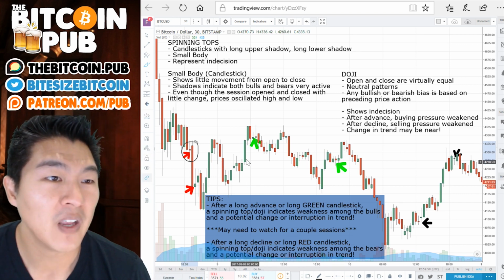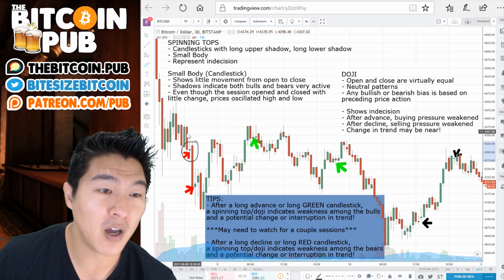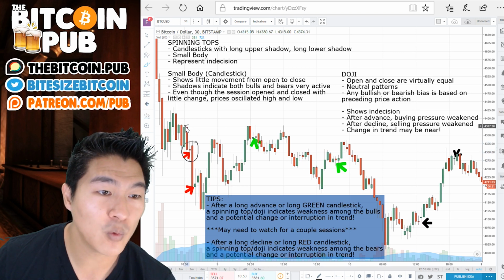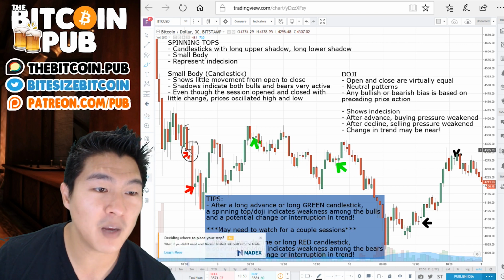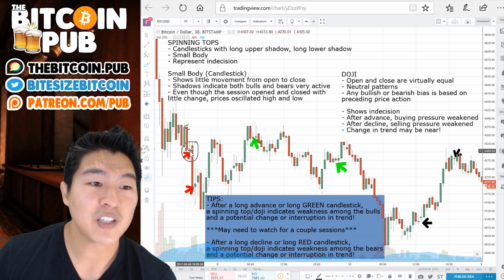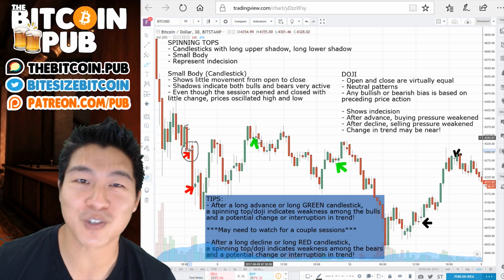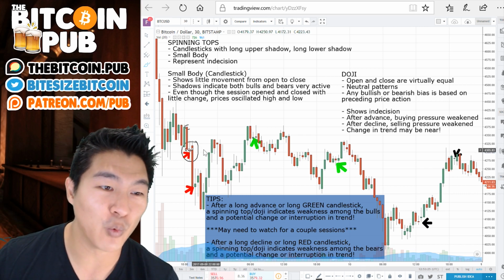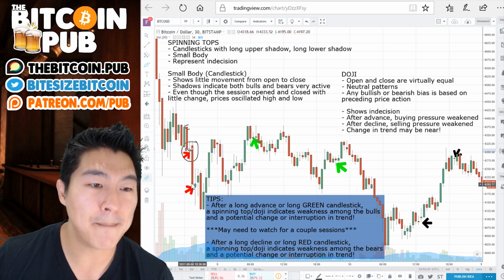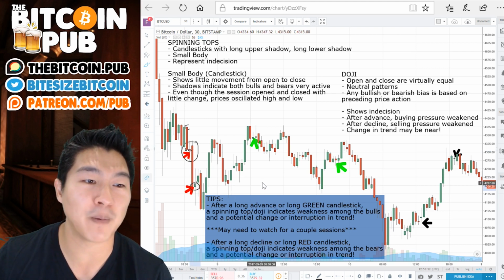Okay, so a spinning top, an example is right here. We had a long decline where the open was up here, and the close was down here. Then we ended up with a spinning top here. Now, accordingly, with this spinning top, I know that Bitcoin generally needs a little bit more sessions to really understand where it's going to be going. So you wait the next session, boom, big drop. And what you have is a perfect spinning top again.